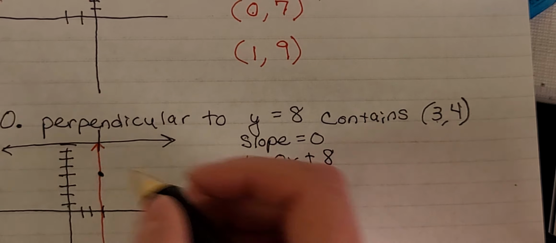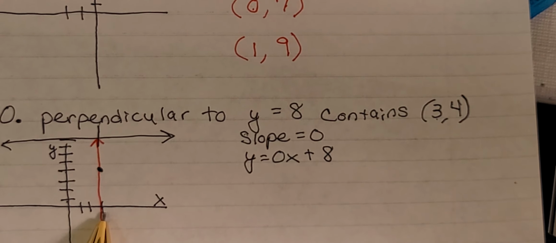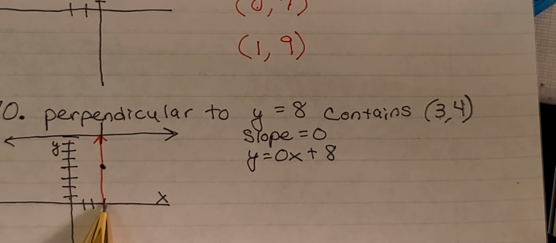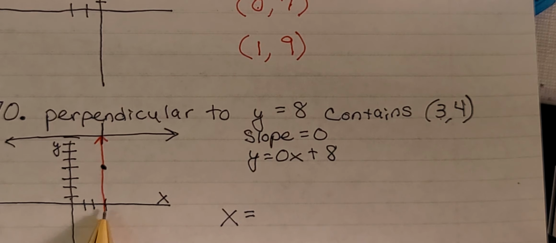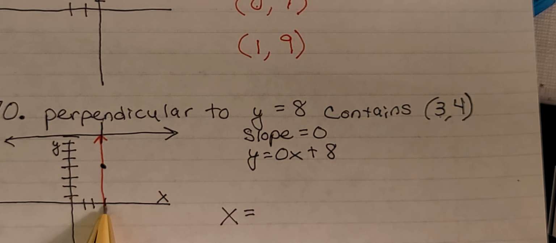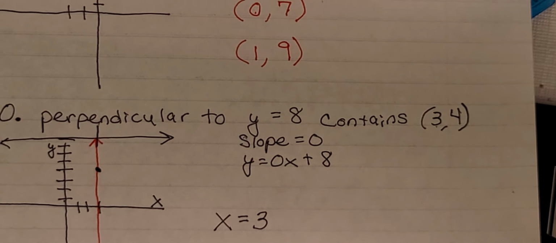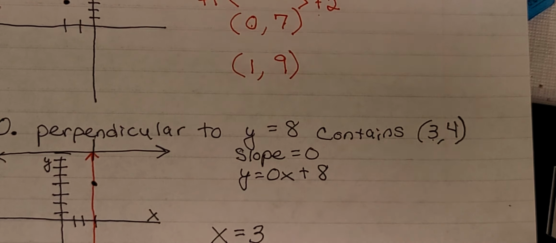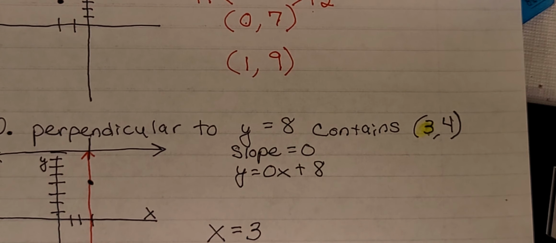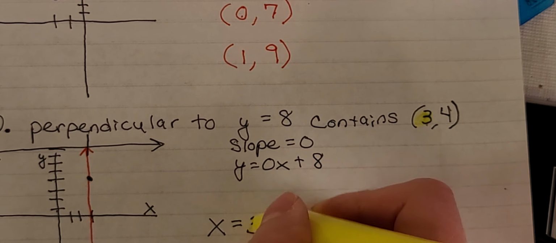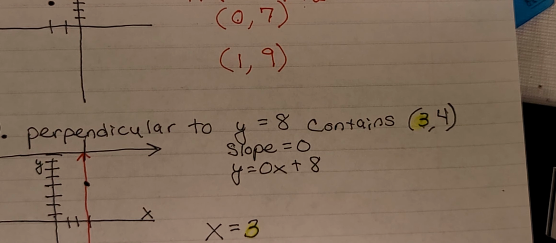So I look at the axes and I say, which axis is this crossing? It's crossing the x-axis, so your answer has to be an x equals. You say, what number is it going through? Well, it's going through 3. So your answer is x equals 3. Or you could look here and you're looking at the x coordinate. So those have to match. So your answer is x equals 3.